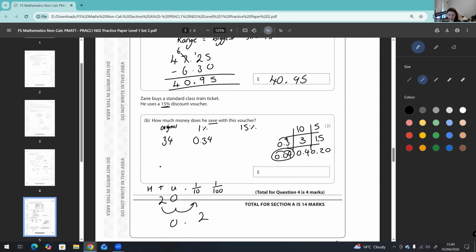Last step is we add everything together. So we're going to do 3, 1.5, 0.4, 0.2. 5 and 4 is 9, plus 2 is 11. 1, carry the 1. 3 plus 1 is 4, plus 1 is 5. Yeah, there we go. So Zane has saved £5 and 10p.